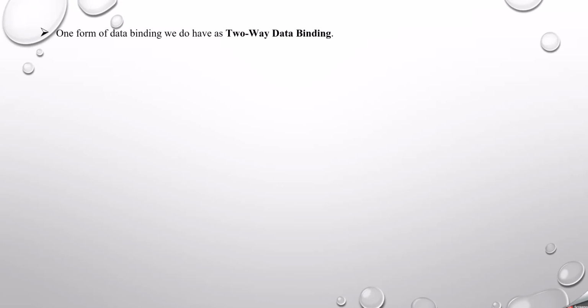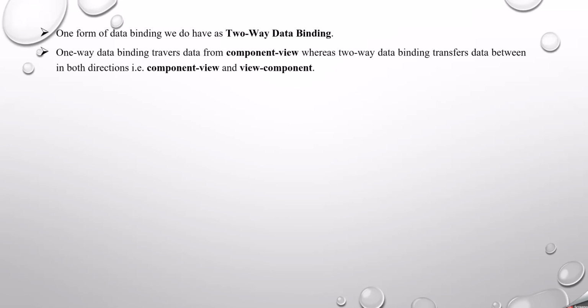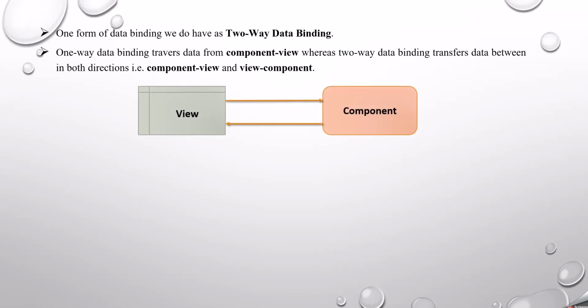Earlier we already discussed one-way data binding, like interpolation, class binding, style binding, and event binding. Those come under one-way data binding. Why? Because one-way data binding only traverses the data from component to view. That means from your code behind to your template or the UI, whereas two-way data binding transposes data in both directions, right? So it says your view to component and your component to view.